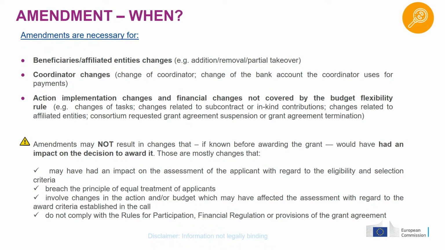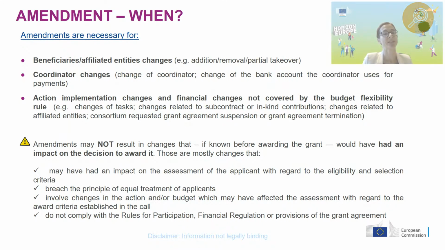Now, more precisely about the removal of a beneficiary, in legal terms, we call this the termination of the participation of a beneficiary, which sounds a bit radical, but that's the legal term. This removal of a beneficiary can be requested from the side of the consortium or from the side of the granting authority. And if it's requested by the consortium, it can be requested at the request of the concerned beneficiary or at the request of the rest of the consortium. But in any case, it will have to be submitted by the coordinator, as we have seen.